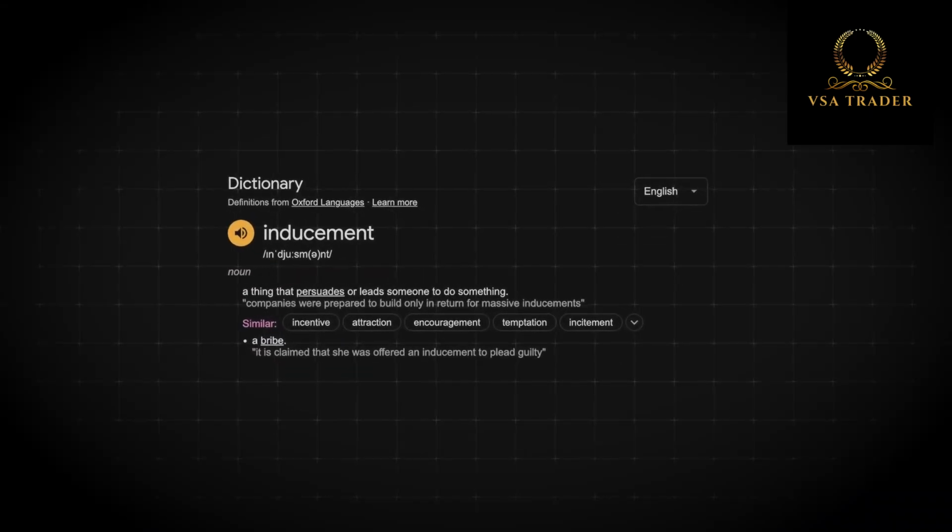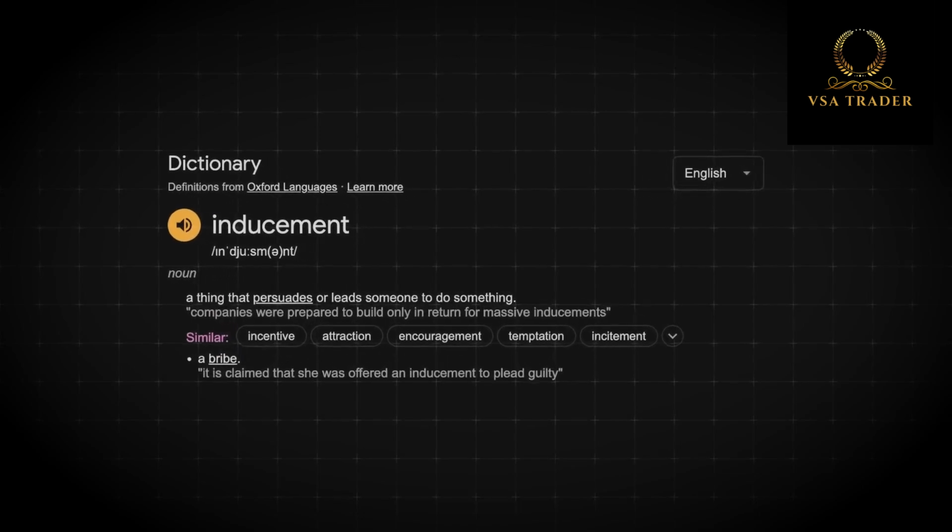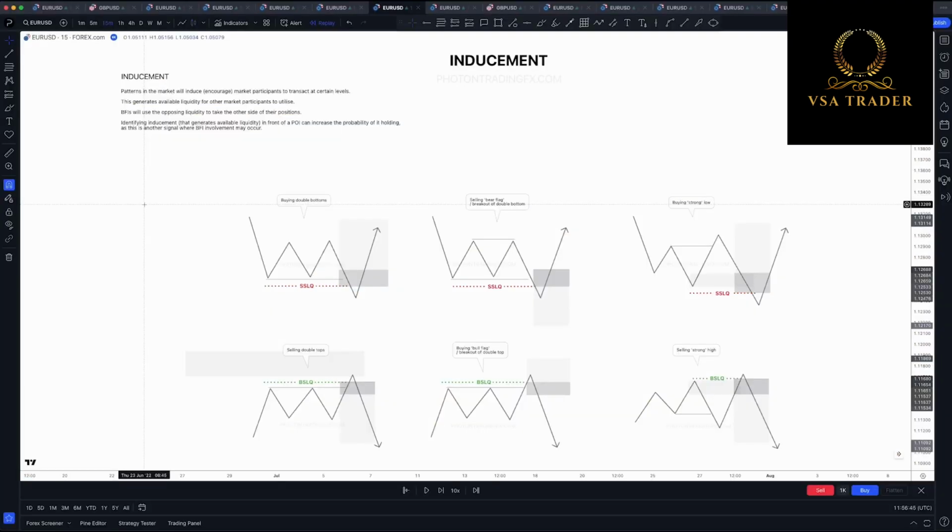Inducement is a thing that persuades or leads someone to do something. In trading, that essentially means that patterns in the market will encourage market participants to trade at certain levels, and that generates available liquidity for the big guys to use to fill their positions. For instance, imagine you get equal lows in the market, these double bottoms. What does that form? It forms a support level that traders might want to trade. If they're buying at that support level, where are they going to place their stop loss? They're going to place it below the lows, so that generates sell side liquidity.